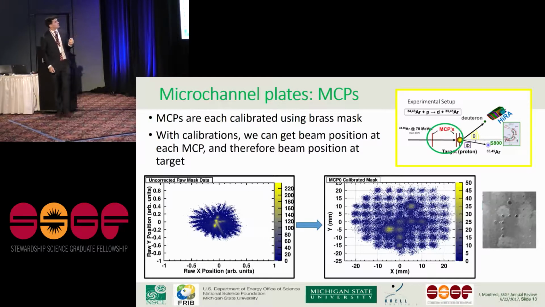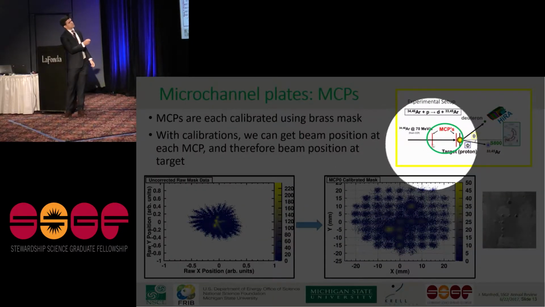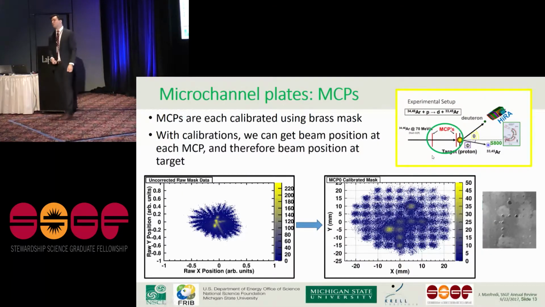So the best way to show you how these work is showing the calibration data, I think. So we calibrate using a brass mask. We basically stick this mask with a bunch of holes in it in the beam line so the beam can only pass through these particular holes. And then after we do some calibrations and corrections, we see this nice calibrated mass spectrum where we see these different sizes of holes. And of course, we know exactly where those holes are, so we can keep track of the beam for both of these MCPs. And if we know where the beam is for both of these MCPs, we just draw a line, and we know where the beam is hitting the target.